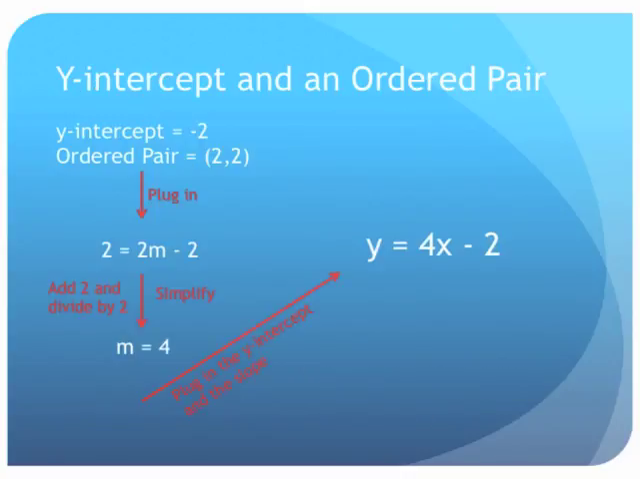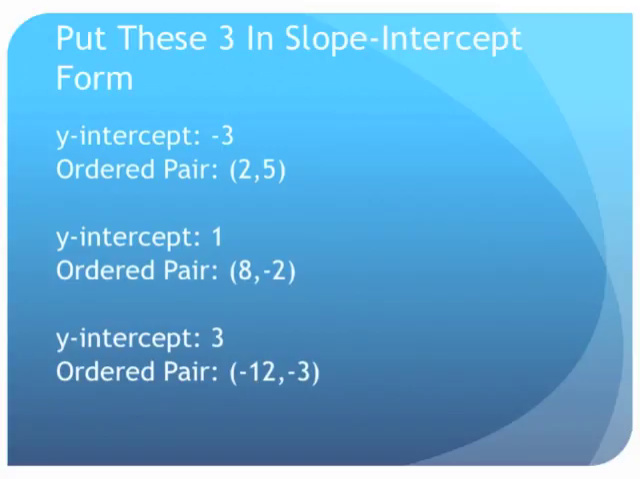Now, if you are given the y-intercept in an ordered pair, you first plug in both into the equation. In this example, that means that we have 2 equals 2m minus 2. Now to simplify that, add 2 to both sides and then divide by 2. That means that m, or the slope, is 4. Plug the slope and the y-intercept back into the equation. After that is done, the answer is y equals 4x minus 2.